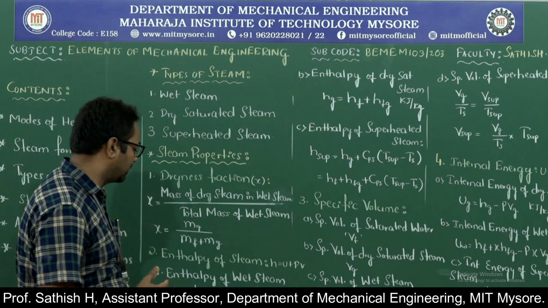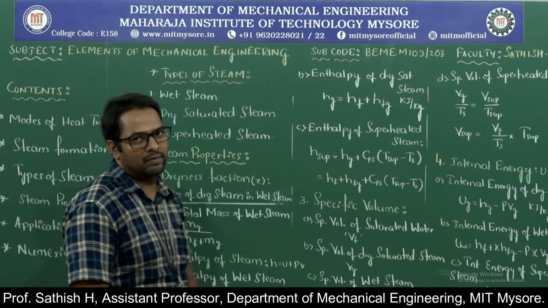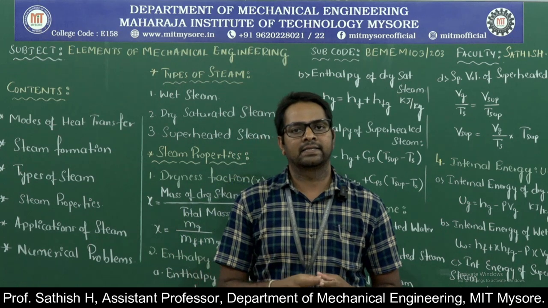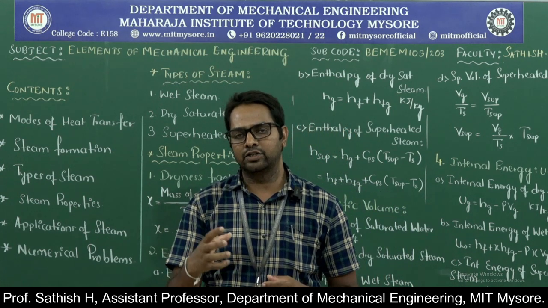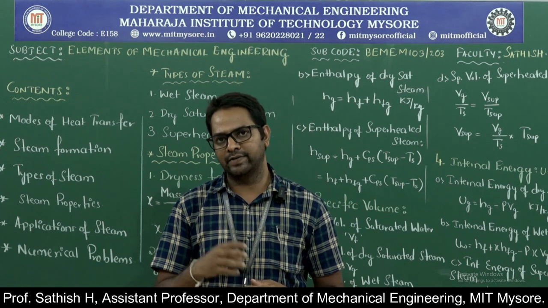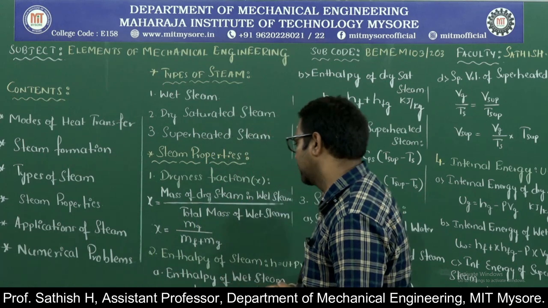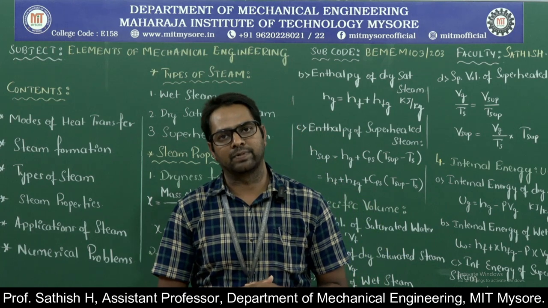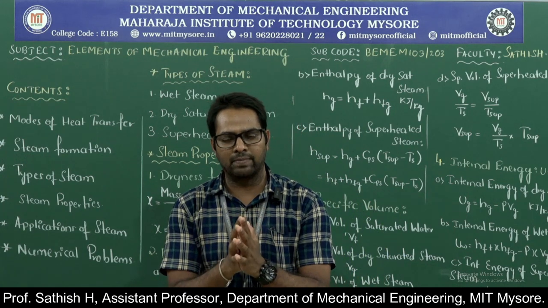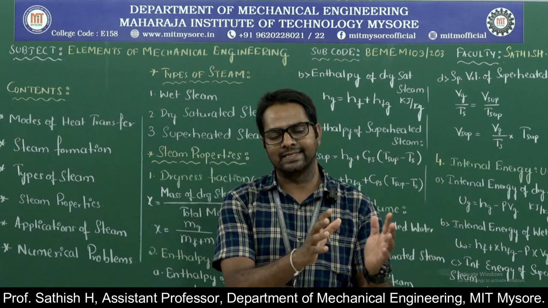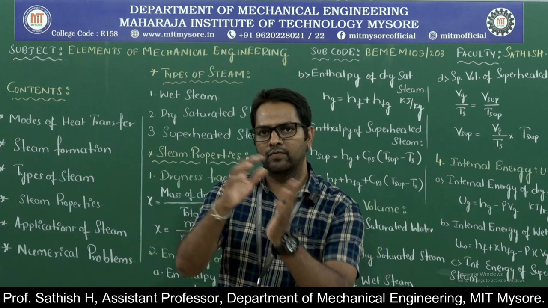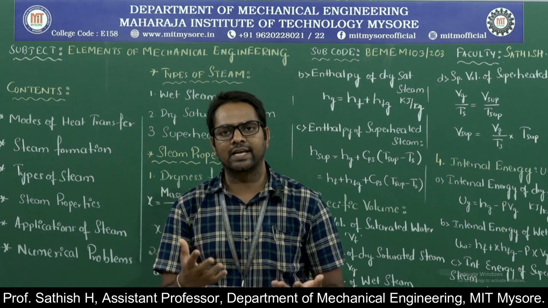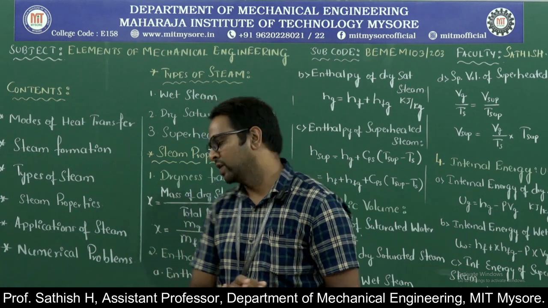The first one is the enthalpy of the wet steam. What is meant by the enthalpy of the wet steam? It can be defined as the amount of heat supplied in order to convert 1 kg of water at 0 degree centigrade into 1 kg of wet steam at its saturation temperature and the corresponding pressure. So how much heat you have to supply to convert 1 kg of water at 0 degree centigrade into wet steam of the same mass of 1 kg at the saturation temperature and corresponding pressure, that is called the enthalpy of the wet steam.